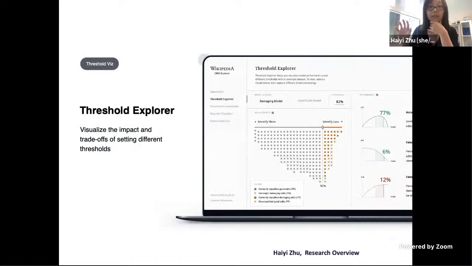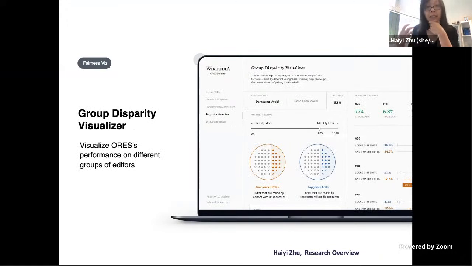And the next step is we have this threshold explorer. The threshold setting actually determines the predictions and especially the trade-off between false positives and false negatives. So for example, if the threshold is set to 0.5, any edits with scores above 0.5 will be predicted as damaging. The explorer will allow users to play with the threshold setting and visualize how the threshold will have a different impact on different metrics. We also explain the impact using language that Wikipedia editors can understand. And in addition, we create group disparity visualizers, which allow users to see and compare the model's performance on different groups in terms of accuracy, false positive rate, false negative rate, et cetera.